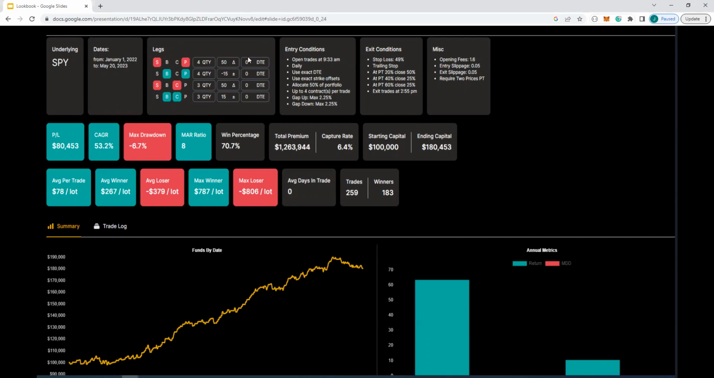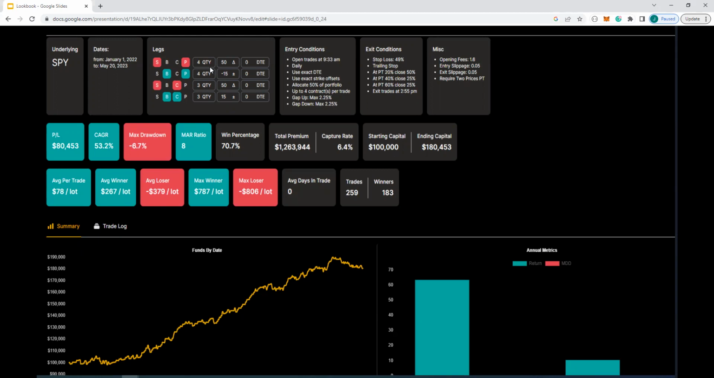So what I did was I sold 4 puts at the 50 delta. I bought 15 strikes away, the put side. And then on the call side, I sold 3 calls at the 50 delta, which is at the money, and I bought 15 strikes down. I bought 3 more. So what I did here, it's an iron condor, but it's ratioed.